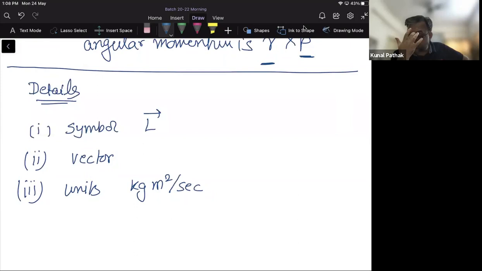Because at the end of the day, it is a conservation law, and just like conservation of linear momentum, there is going to be some event, and before that event, we are going to measure the angular momentum. After the event, we are going to measure the angular momentum, and hopefully we'll be able to equate, right?